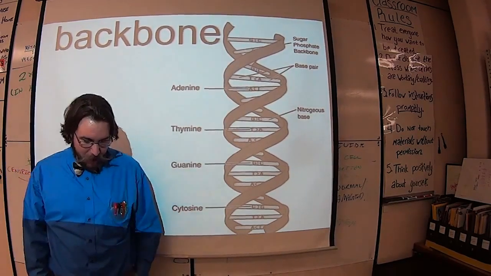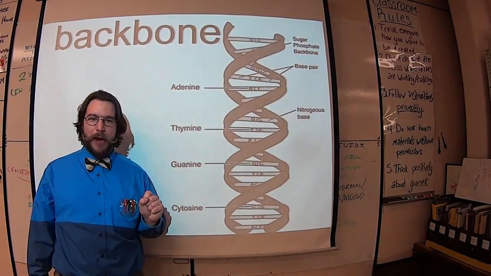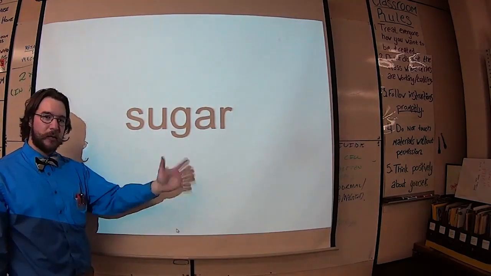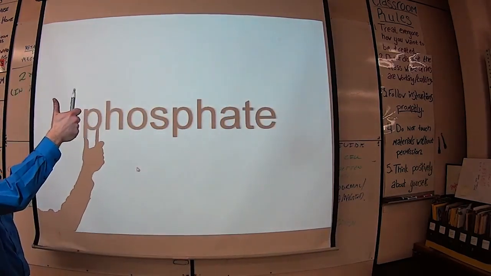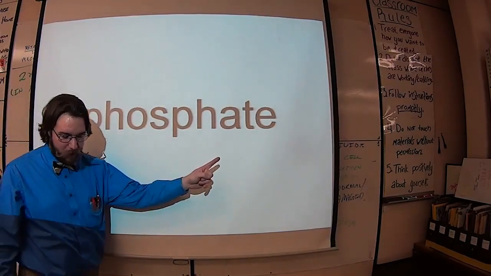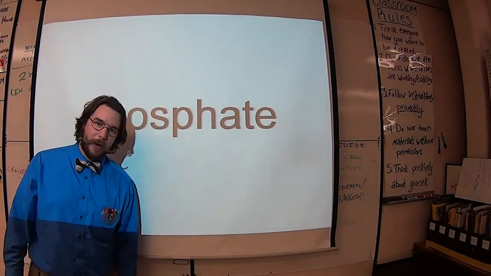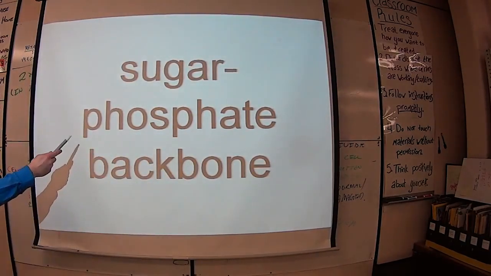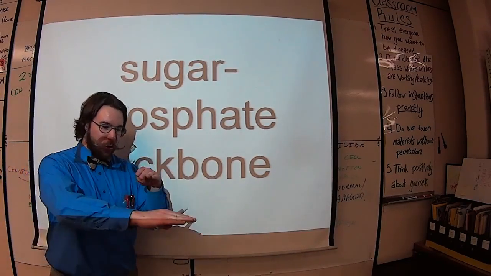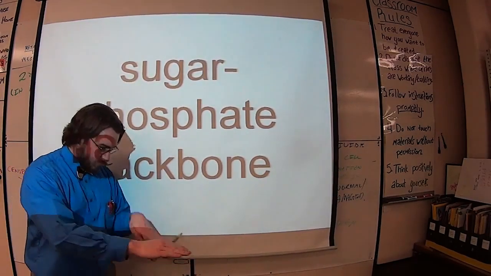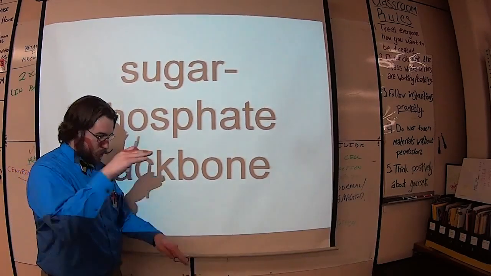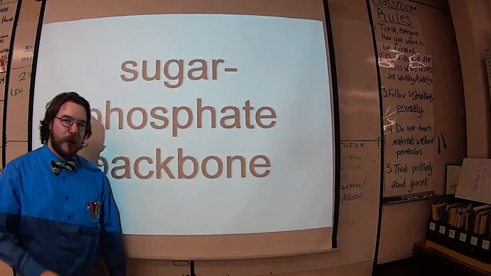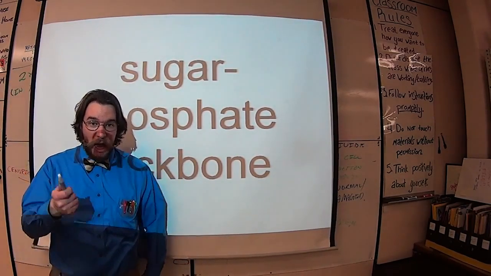Because it's made out of alternating sugars and phosphates, we call it the sugar-phosphate backbone. Imaginatively, they call it the sugar-phosphate backbone. Sugar, phosphate, sugar, phosphate, sugar, phosphate, sugar. You could do a dance with the sugar, phosphate, sugar, all the way down the outside. You saw that in your coloring with the alternation and the color.